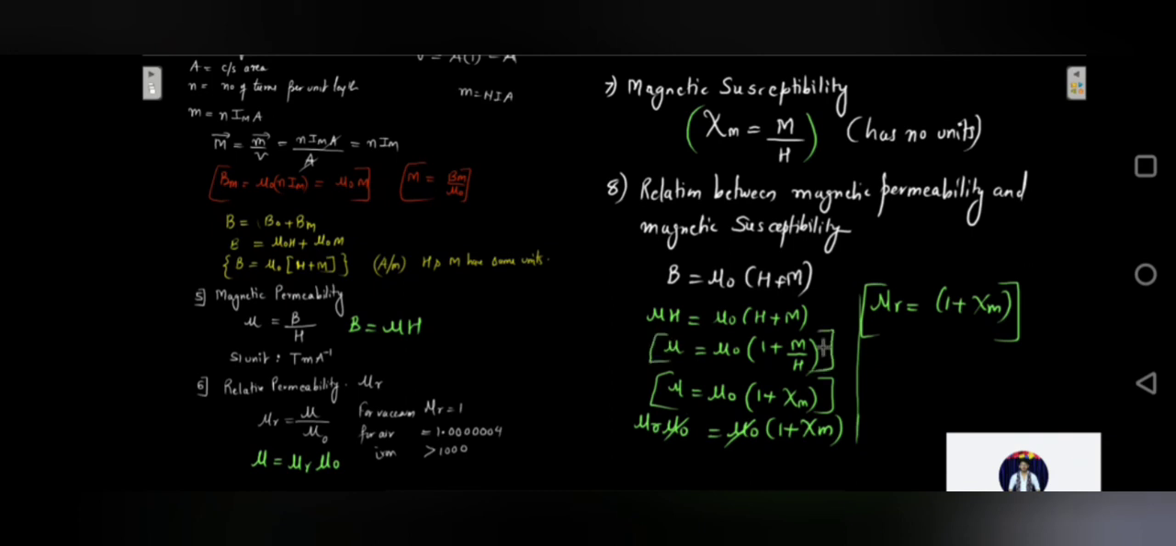expressions. Depending upon what is given to you in the problem, you have to use the appropriate equation. What is more important over here is understanding the meaning of that particular term. What do you mean by magnetic permeability? What do you mean by magnetic susceptibility? What do you mean by relative permeability or magnetic induction or intensity of magnetizing field or intensity of magnetization? All these things need to be clear before going for the problems.